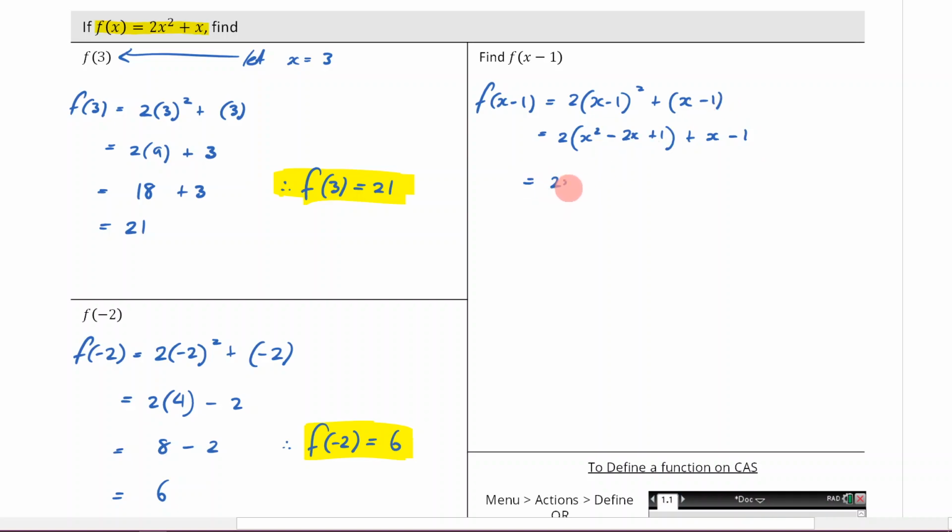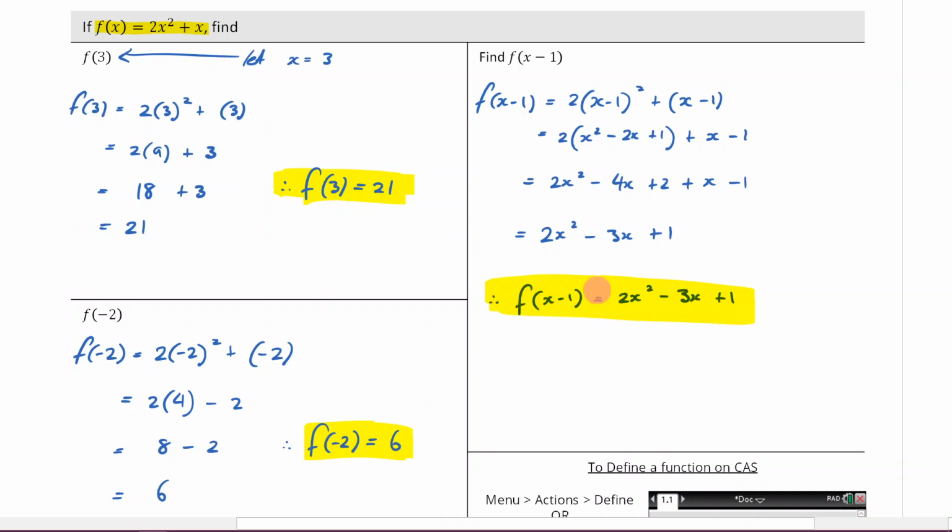Then I can go, this is 2x squared minus 4x plus 2, plus x minus 1. So it's going to become 2x squared minus 3x plus 1. I'm just gathering like terms there, and that's going to be my final answer. So therefore, f of x minus 1 is equal to 2x squared minus 3x plus 1. Perfect.